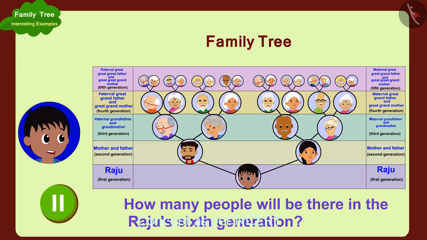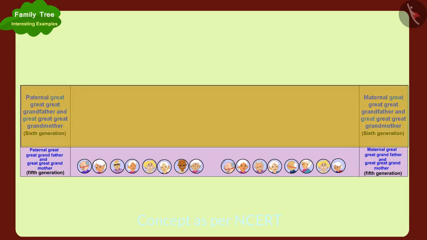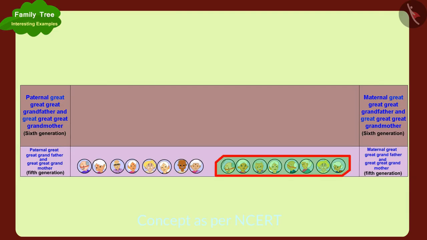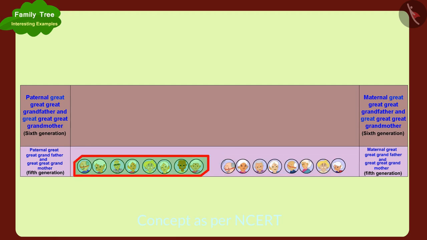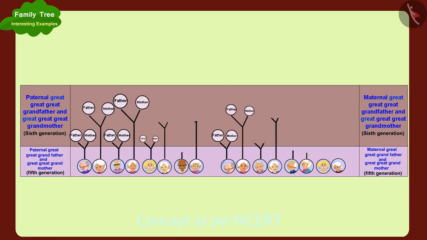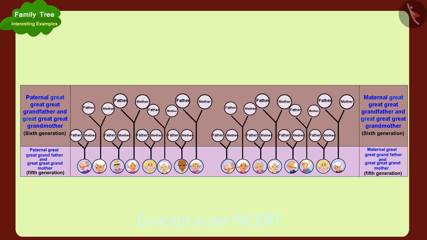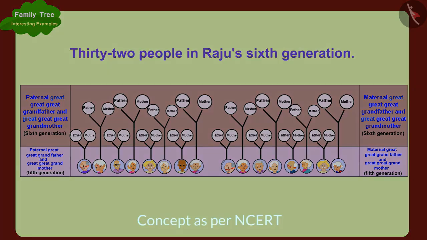If you wish to, you may stop the video and find the answer. To make Raju's 6th generation, we need to add the parents of his maternal great-great-grandfather and great-great-grandmother and parents of his paternal great-great-grandfather and great-great-grandmother to his family tree. In this way, there will be 32 people in Raju's 6th generation.